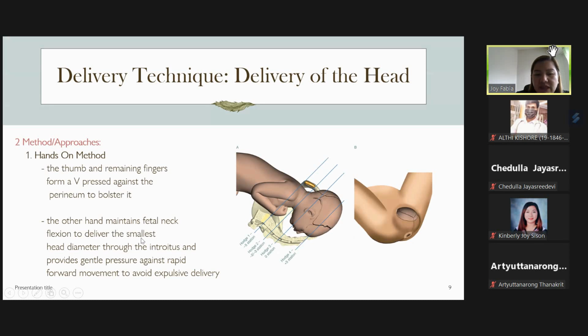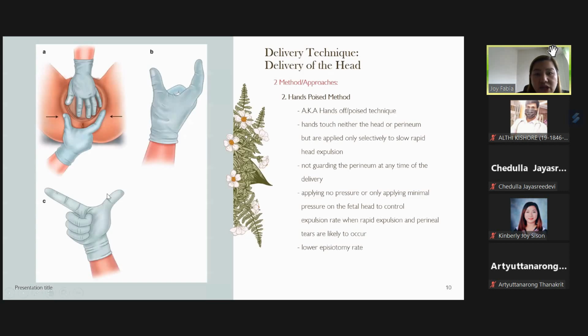The other hand maintains the fetal neck flexion to deliver the smallest head diameter through the introitus, and this will provide a gentle pressure against the rapid forward movement to avoid an expulsive delivery. So this is actually what you will do.